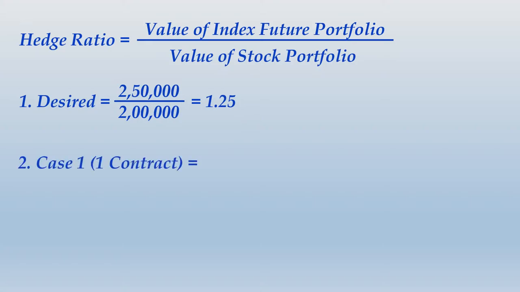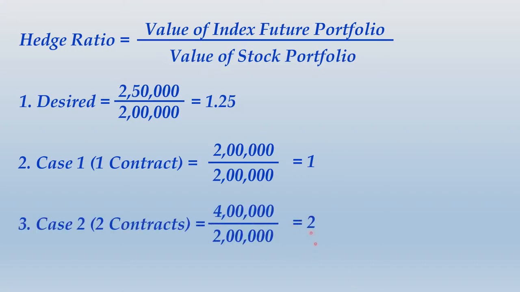In case 1, what will happen? In case 1, value of index future portfolio was only 2 lakhs against the stock portfolio value of 2 lakhs. Your hedge ratio was only 1, whereas beta was 1.25. That is why it is under hedging. And in case 2, the hedge ratio was 2, whereas the beta was 1.25. That is why it is over hedging. So point is very clear. If the hedge ratio is equal to beta, it is perfect hedge. If hedge ratio is less than beta, it is under hedging. If hedge ratio is greater than beta, it is over hedging. So I'll give you those lines as well. But first you take the screenshot of this working.